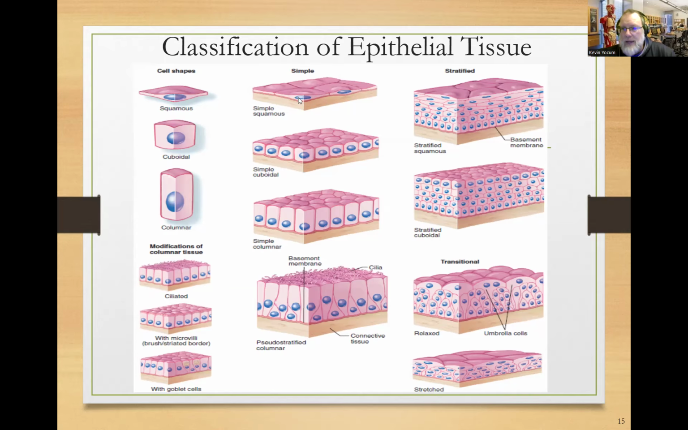Now, where would I find them? Again, we'll mention that along the way. Simple cuboidal, one layer of cubes. Simple columnar, one layer of column shape. So one, one, one. And you can see these blue circles going on. That's supposed to represent the nucleus. It's showing us that these are cells.